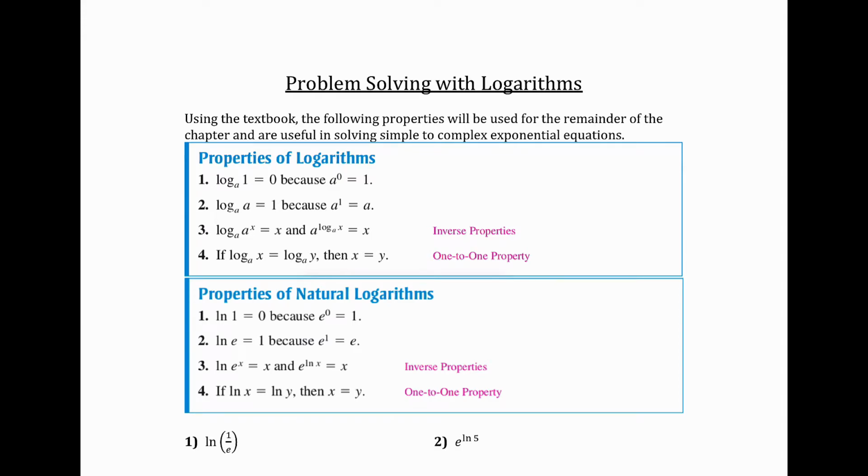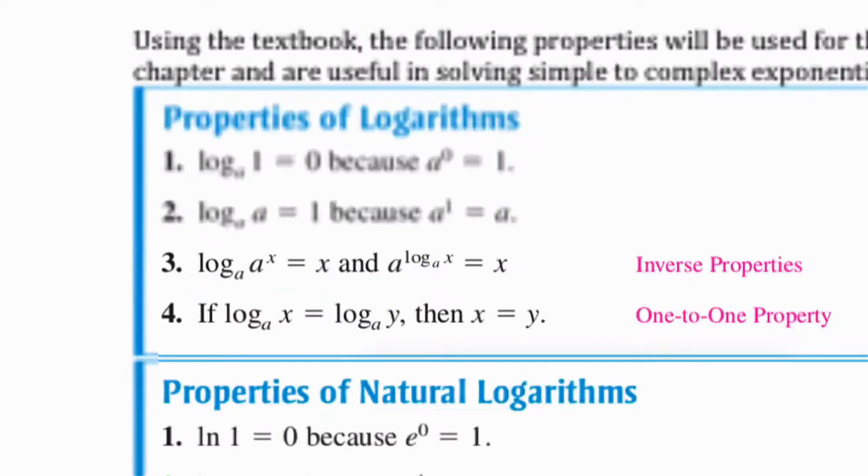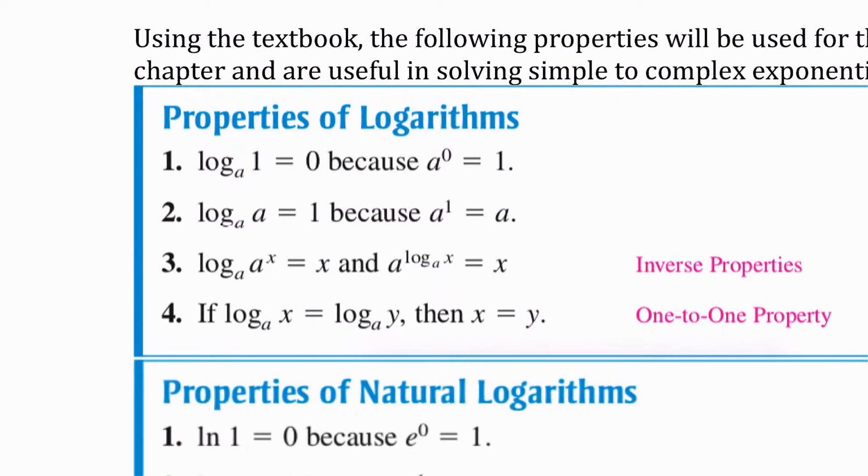All right, next up, we're going to look at a couple properties to help us simplify some logarithms. So, some properties of logarithms, and we're going to talk about the properties of natural logarithms that are pretty much the same thing. If you have any log base whatever, log base a of 1 equals 0 because a to the 0 equals 1. So, log base whatever of 1 equals 0.